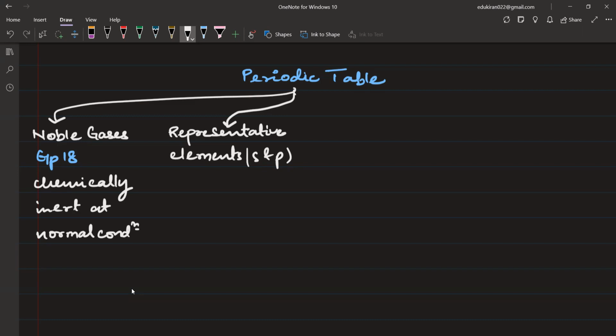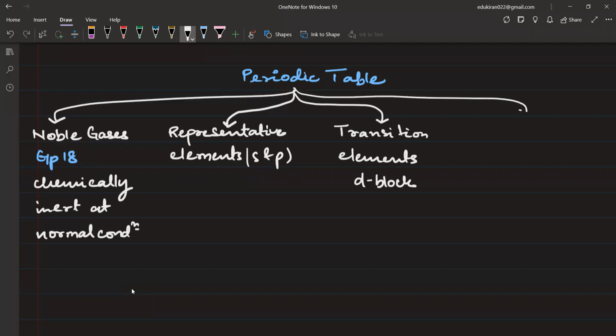Then we have one more, which is known as transition elements. I hope you know this one. We have just learned it. Transition elements are the D block. And then we have the inner transition elements. These are the F block elements.